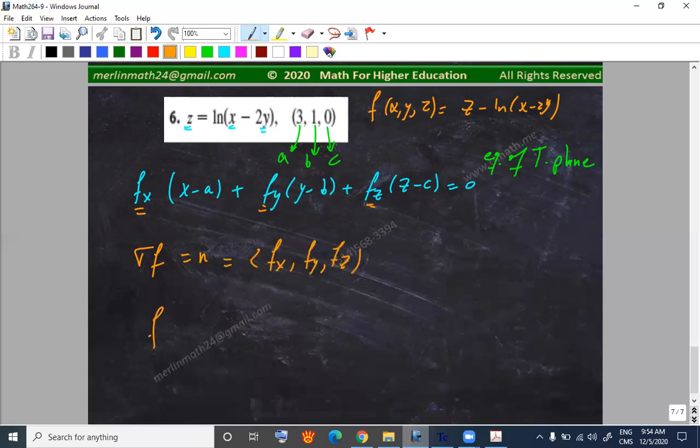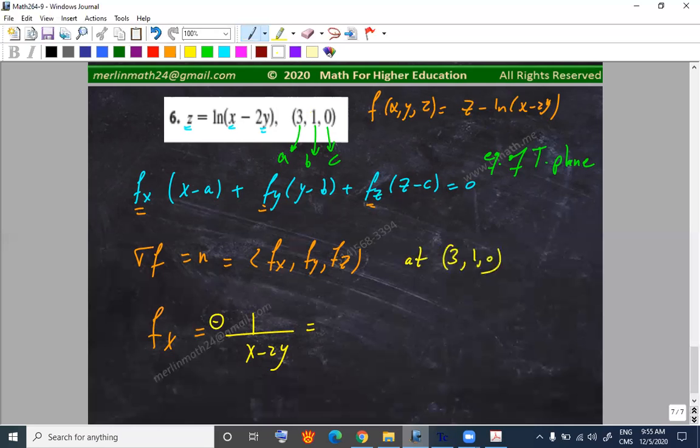Now I want to find fx, deriving f with respect to x. So z is a 0. You want to look inside. Deriving the ln is a prime over a, so I write x minus 2y, and I have a minus at the beginning. That's it, I am done. This is fx.